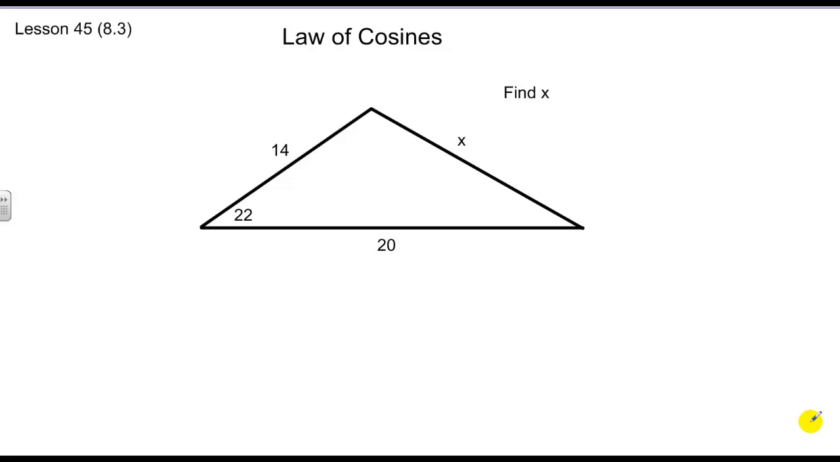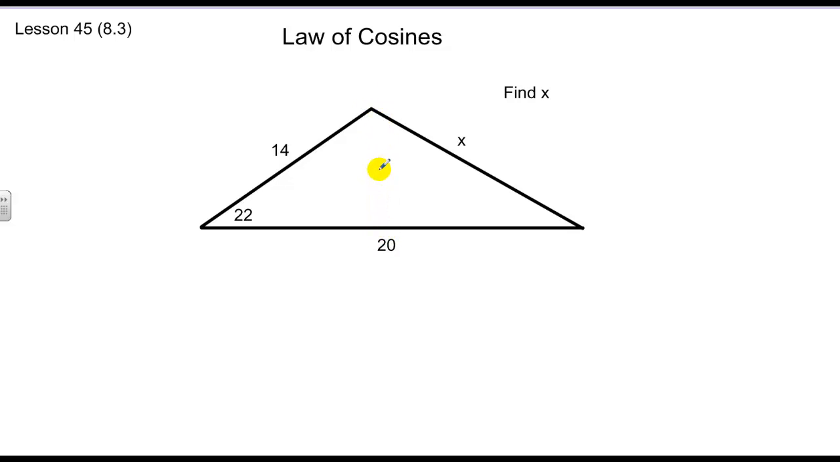So today we're going to discuss the law of cosines. If you look at this triangle set up in front of you, you'll notice that we have an angle and we're trying to find its side opposite. And unfortunately, we don't have the angle opposite this other side, so it's not set up for a law of sines.